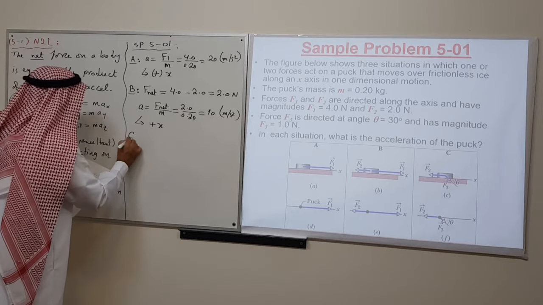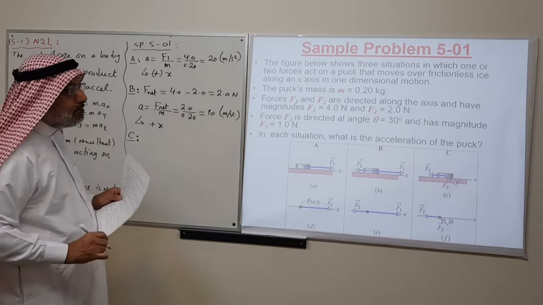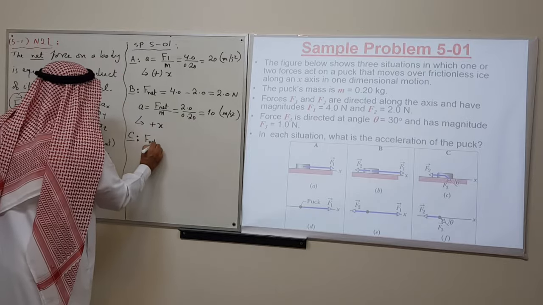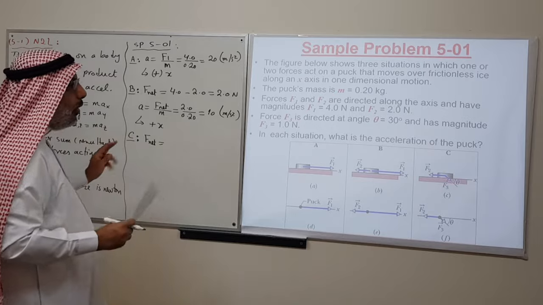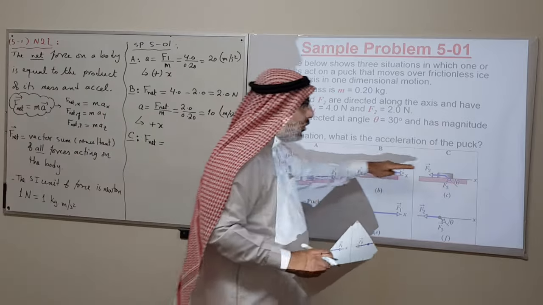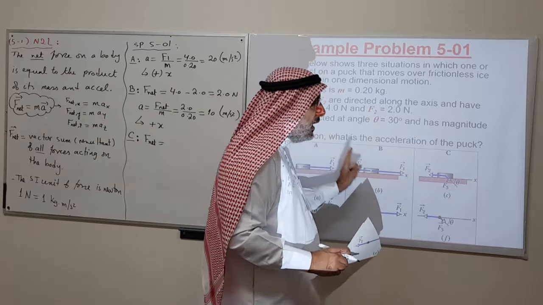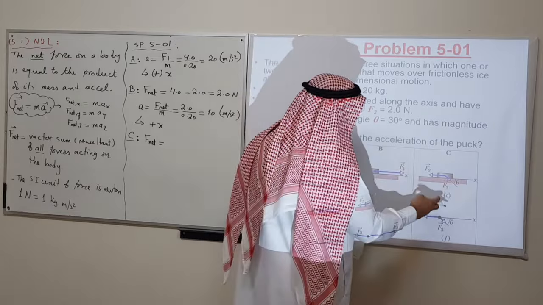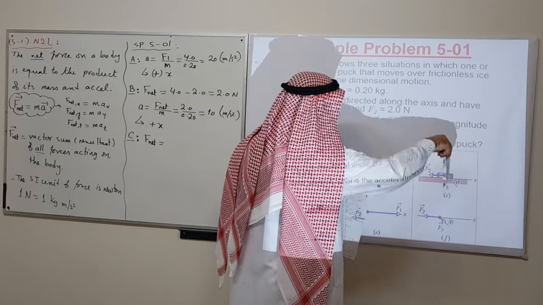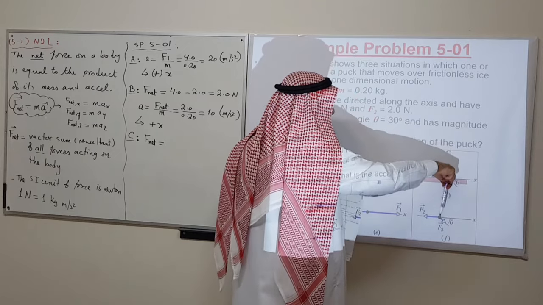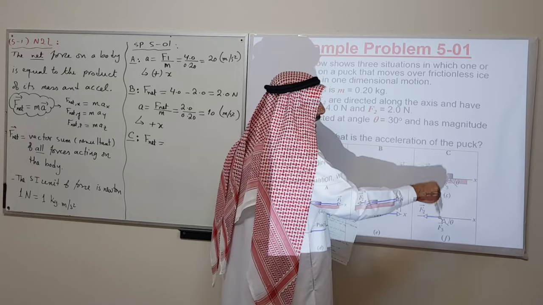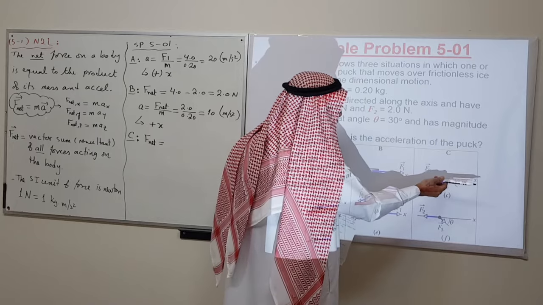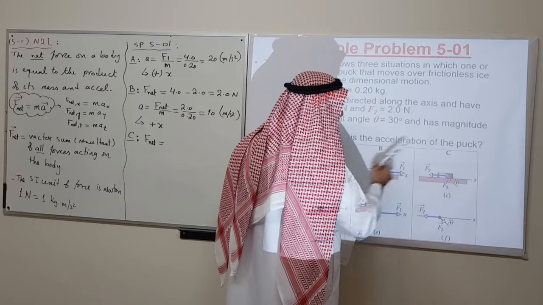Finally, we come to situation C. And like we did in here, let's find the net force. Now, we only care about the x components of the forces because the puck is moving only along the x direction. This one here has an x component and a y component, but we don't care about the y component. It will balance the gravitational and the normal forces. The only component we care about here is the x component because that's where we have the motion.